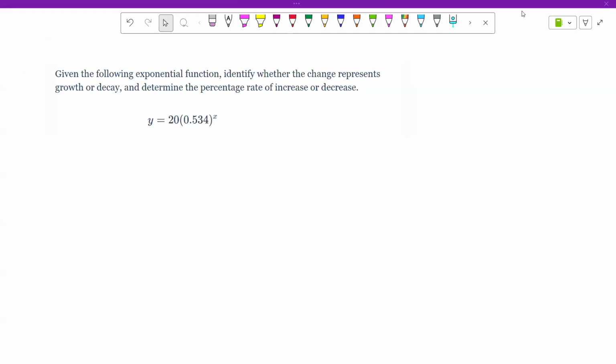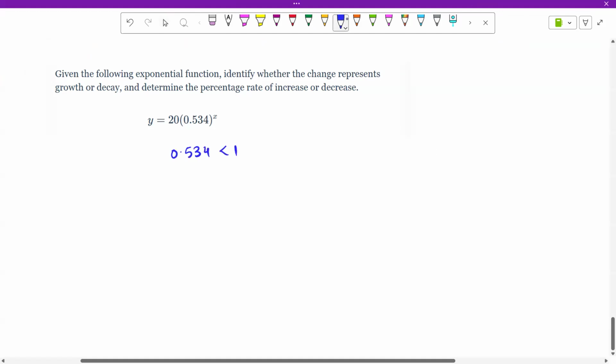As this number is actually less than 1, that means what is happening over here is a decay.